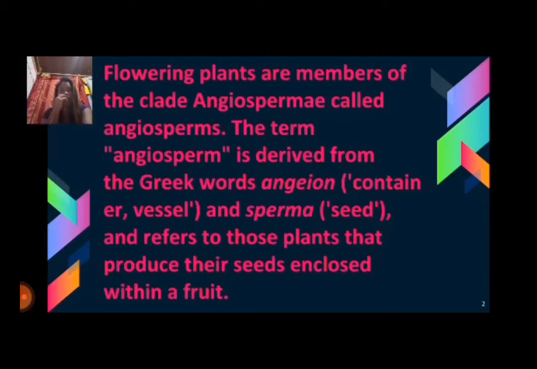The term angiosperm is derived from the Greek word angion, meaning container or vessel, and sperma, meaning seeds, and refers to those plants that produce their seeds enclosed within a fruit.